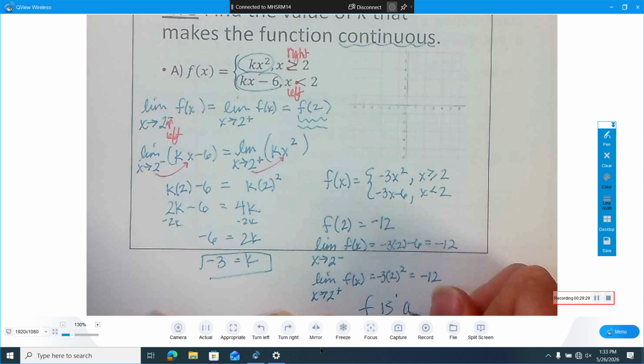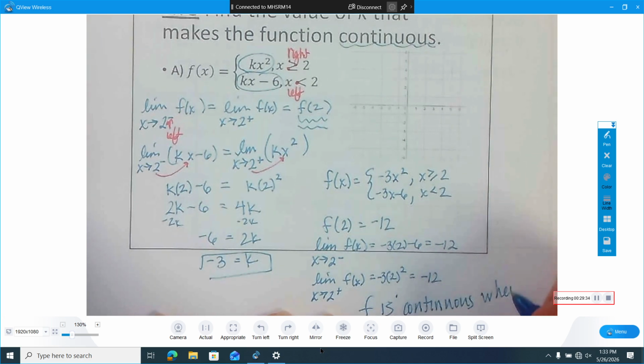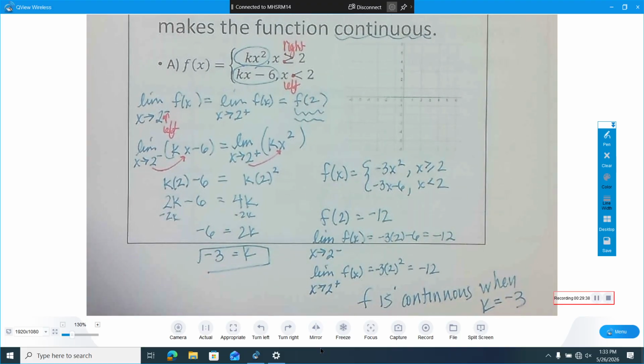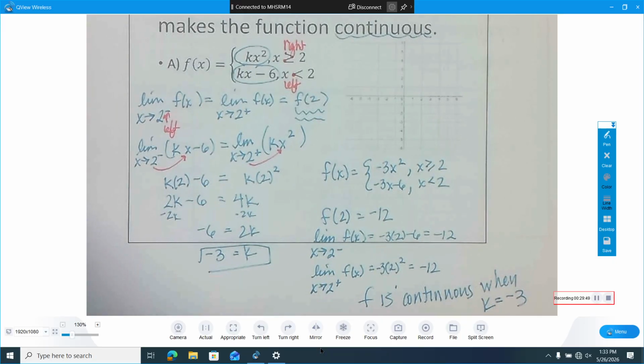F is continuous when k equals negative 3. That would be full credit on the AP test. But they're never going to ask this question. It might be a multiple choice question, though. As in, you'd need to solve for k. So that does come up. Do I encourage you to show your work? Yeah. Of course. All right.